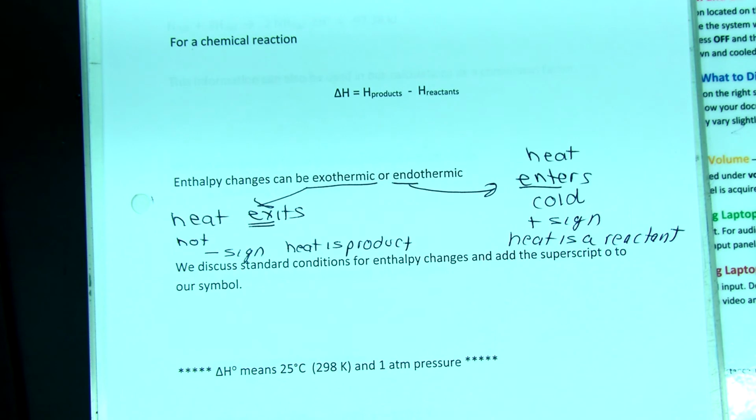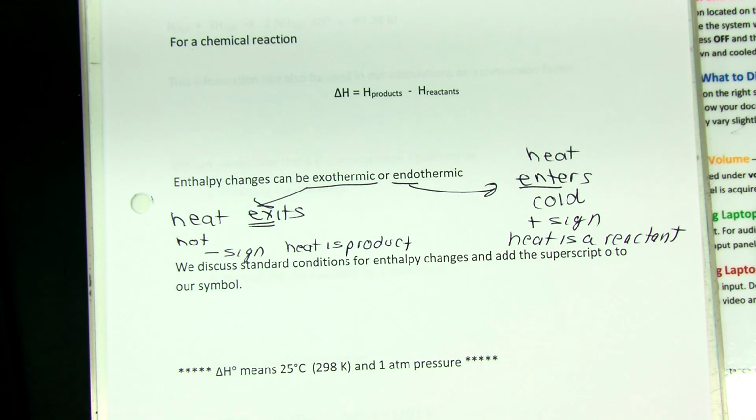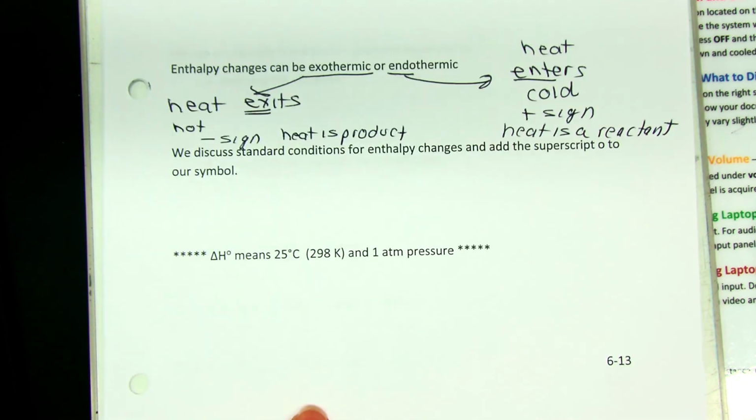So these vocabulary words are important because occasionally you might read something that says, in an exothermic reaction with a heat of 25 kilojoules, the word exothermic tells you to put a negative sign in front of that 25 kilojoules. So you'll sometimes have to pay attention to that.